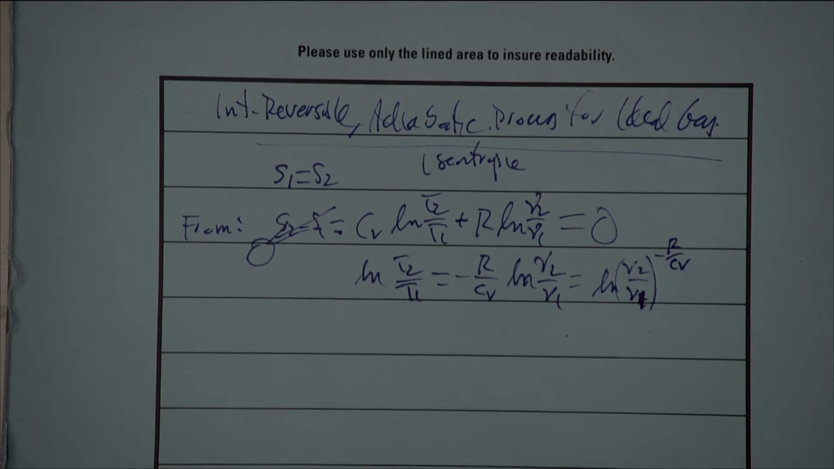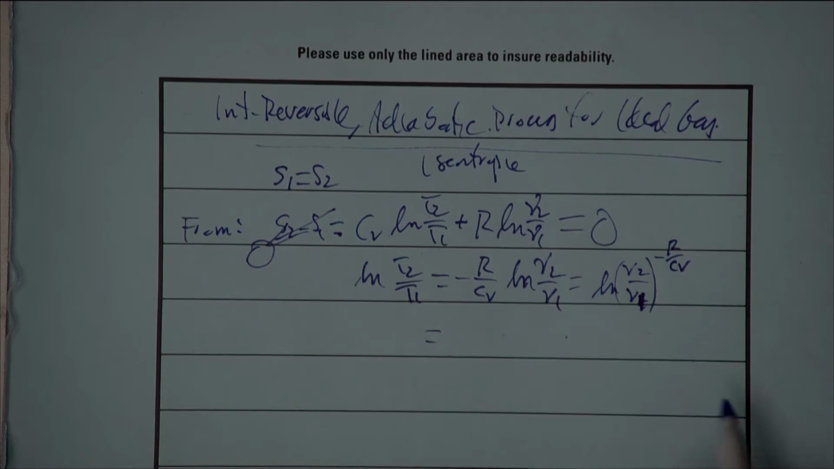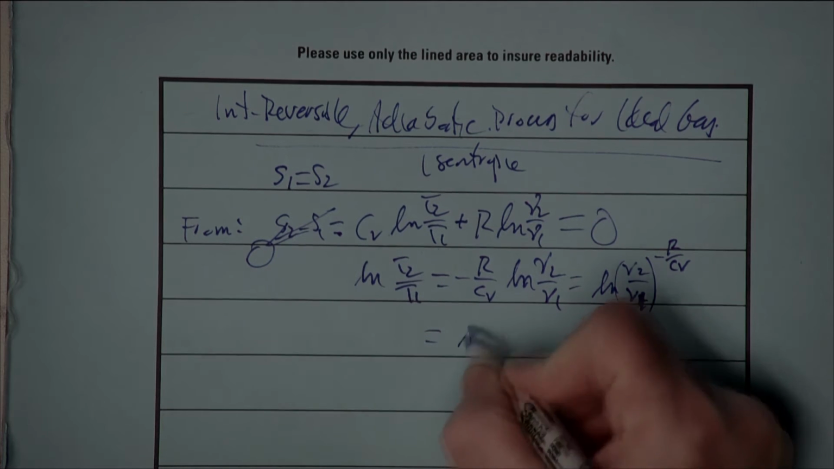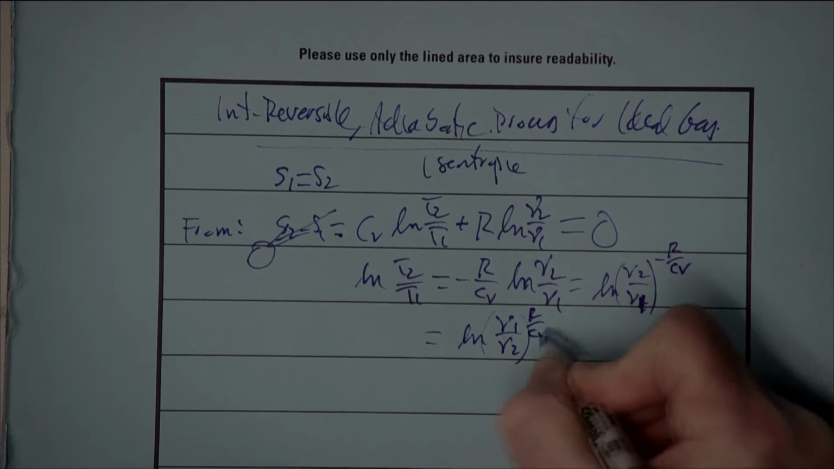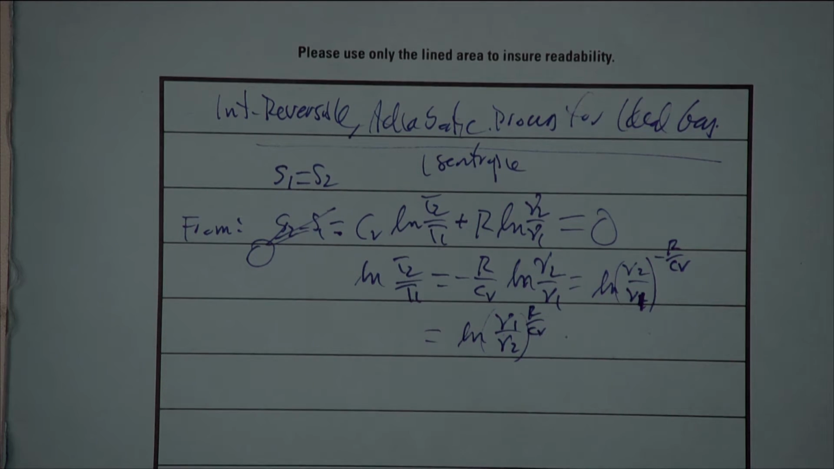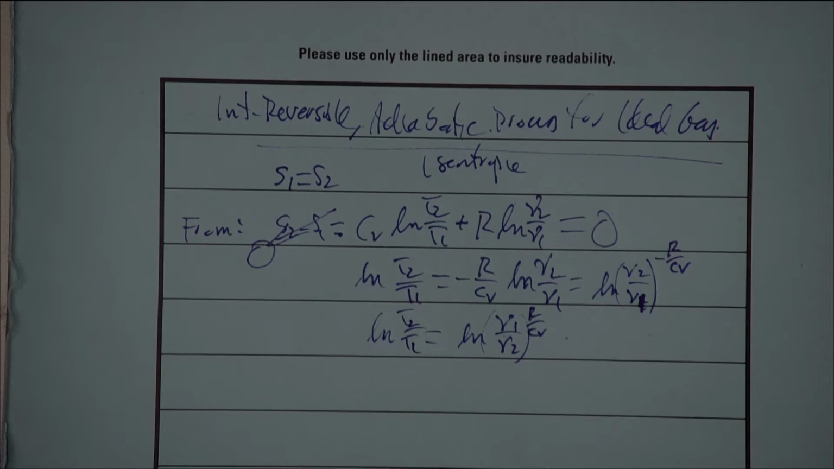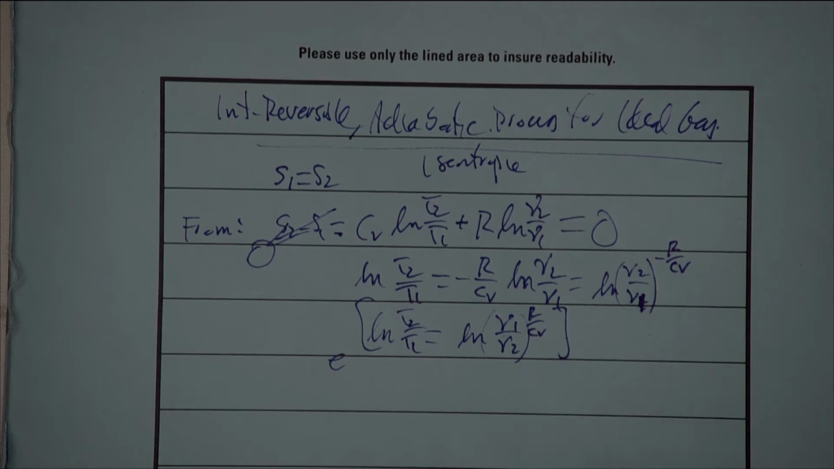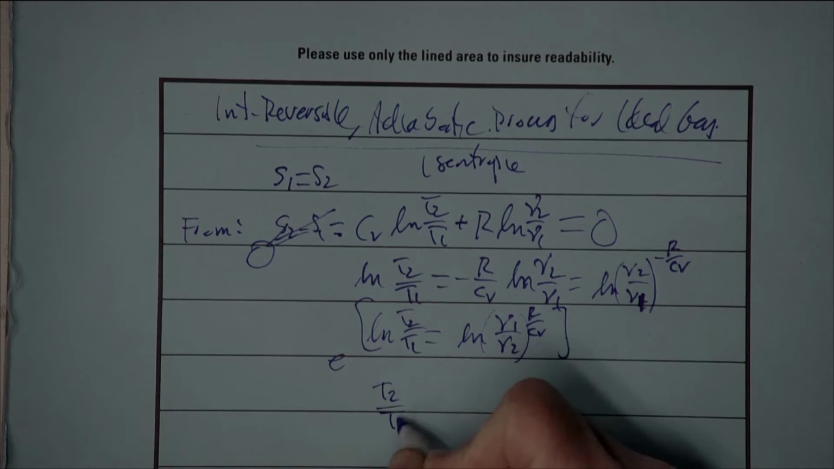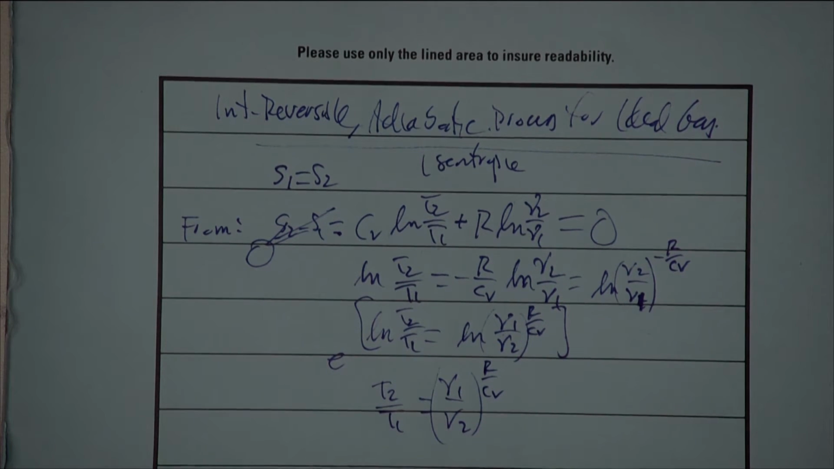What I can do at this point is note that we could simply invert the V2 over V1 in order to get rid of the minus sign. The minus sign just means inverse. So this is equal to the natural log of V1 over V2 to the R over Cv power. I further want to note that since we now have the natural log on both sides, I can just raise both sides above e. The e and the natural log cancel. So we get T2 over T1 equals V1 over V2 to the R over Cv power.